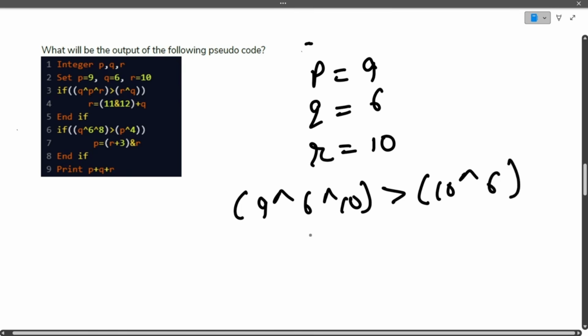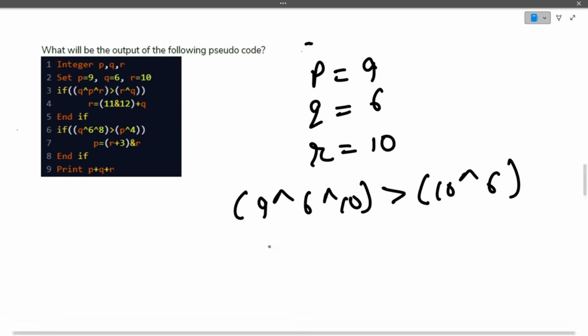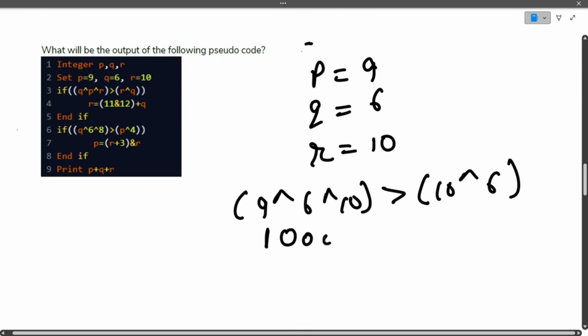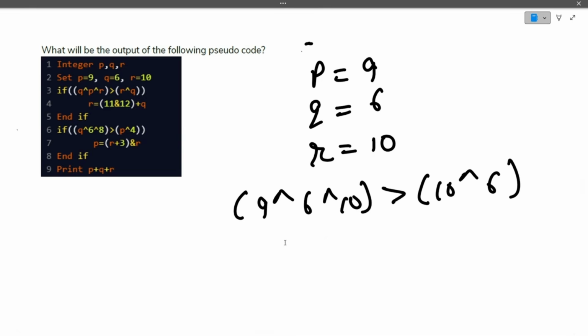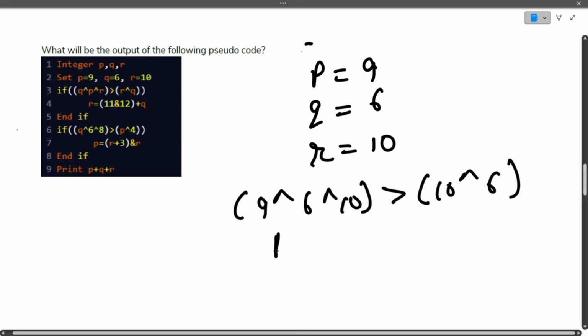So 9 XOR 6. Again, let's write it in binary form. What is 9? It is 1 0 0 1. I'm sorry, I first wrote the wrong representation; this is the correct representation. What is 6? 6 is 1 1 0. What is 10? 10 is 8 and 2, so 1 0 1 0. Okay, this is the correct representation.